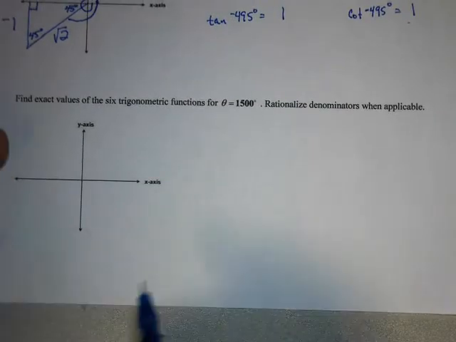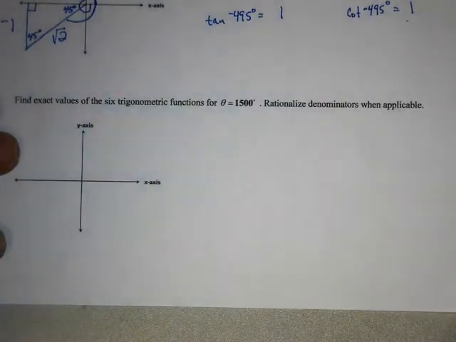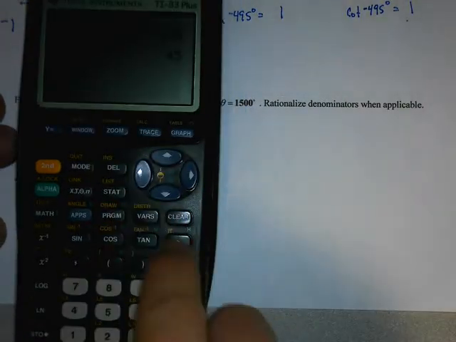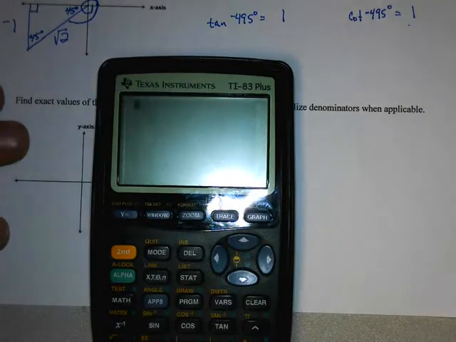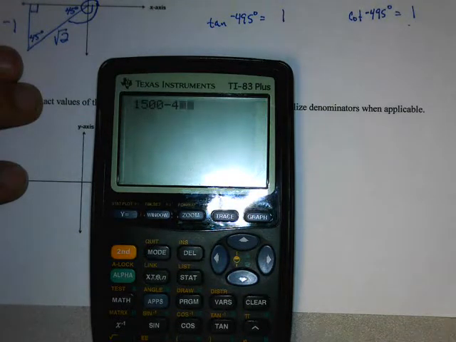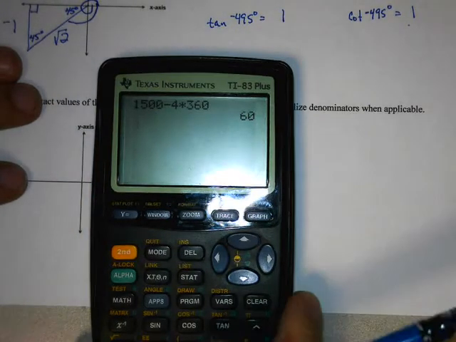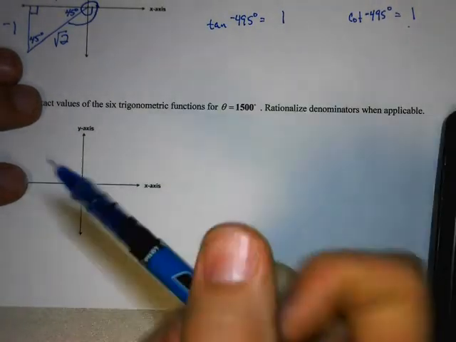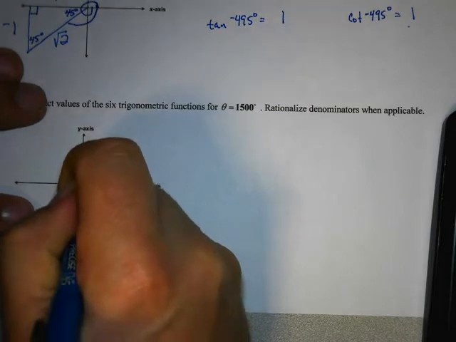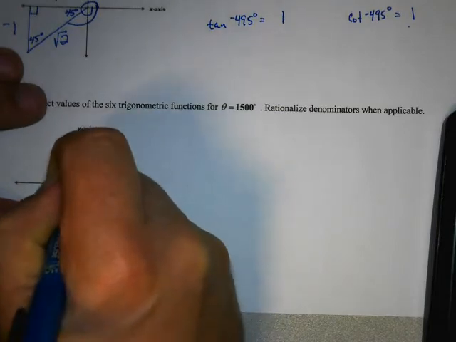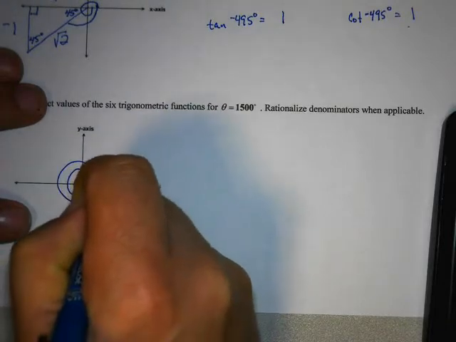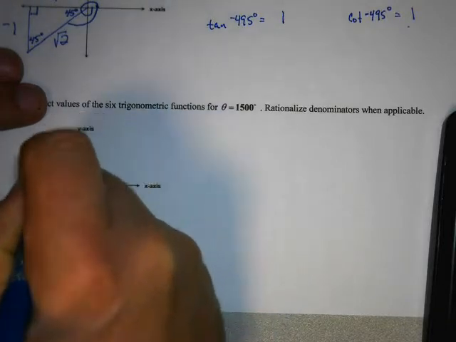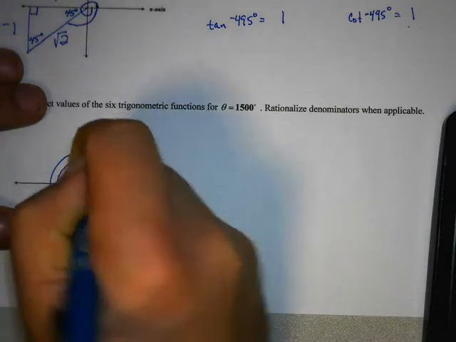So we can add more rotations. We have 1500 degrees. So we can start out to see how many rotations that is. 1500 minus, we can start with 4 times 360. And that was actually pretty close. We get 60. So that one's going to go around 4 times. There's 360 positive, 1, 2, 3, 4.